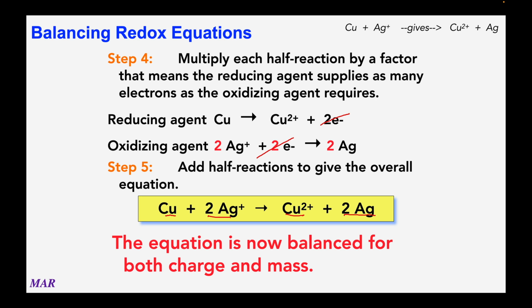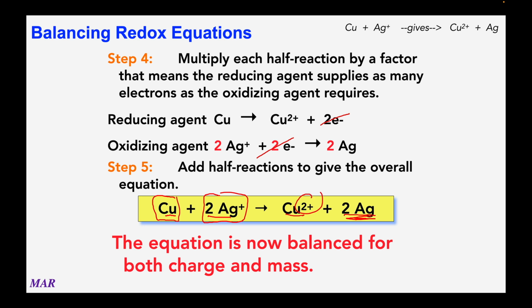But you can also check yourself for charge. So the copper on the left side is 0. Don't have to worry about that. The silver plus is positive 1, and there are 2 of them. So the whole reactant side is a positive 2. And on the product side, the 2 silvers don't have a charge, so there's 0.